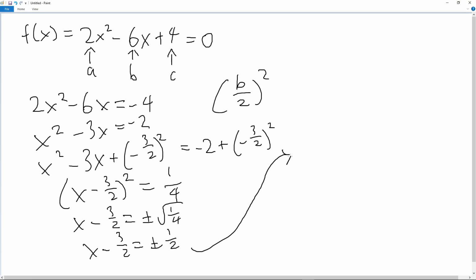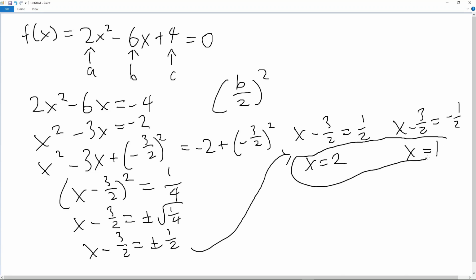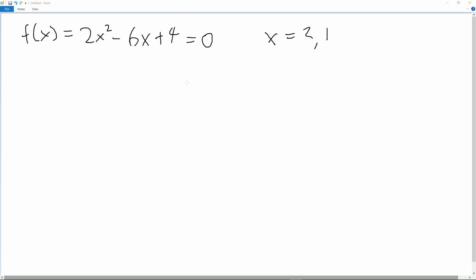Then you can split this equation into two parts. x minus 3 over 2 equals 1/2, and then x minus 3 over 2 equals negative 1/2. You solve this for x and you'll get 2, you solve this and you get 1. And as you can see, you still get the same answers that you would get if you factored or by using the quadratic formula. Now that we know what the roots are for this equation, we can graphically represent this.